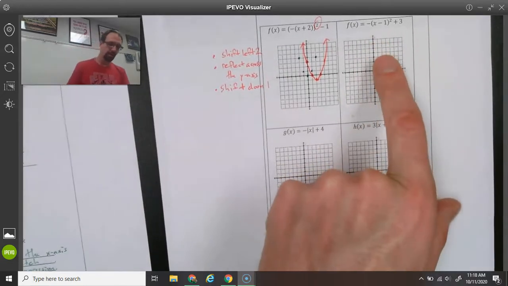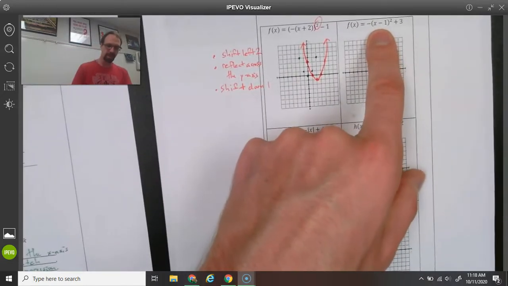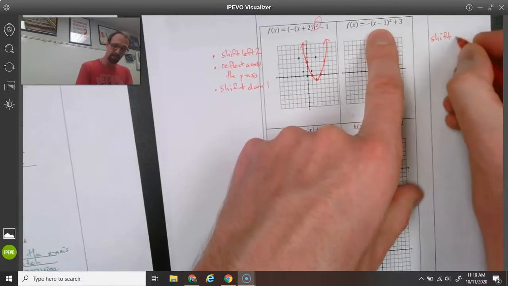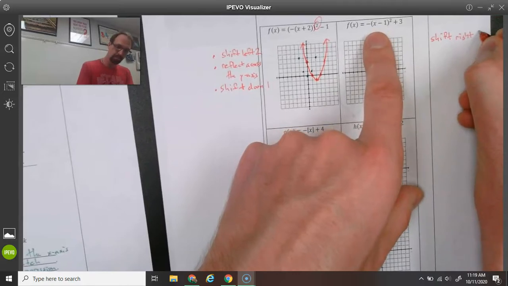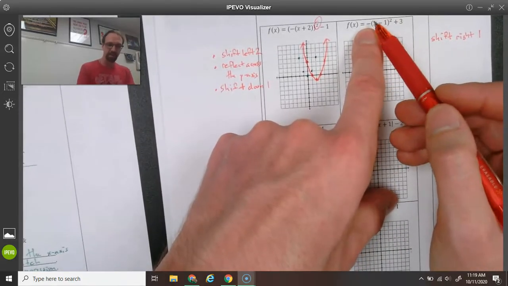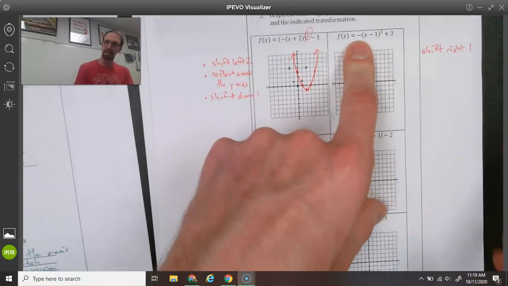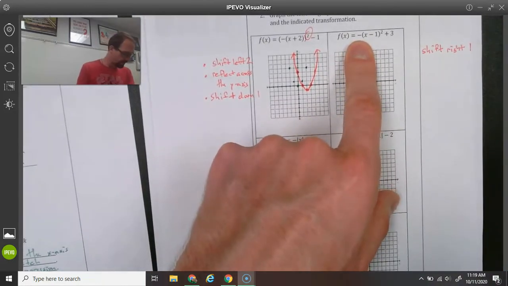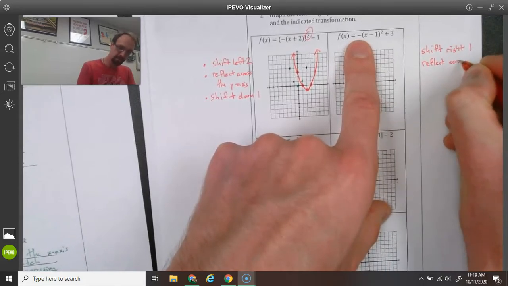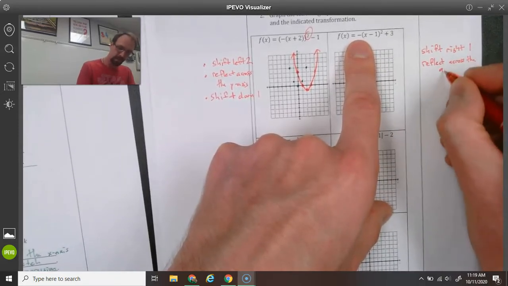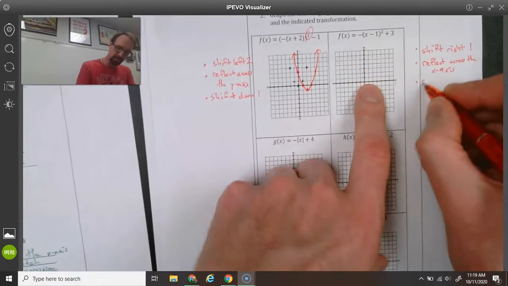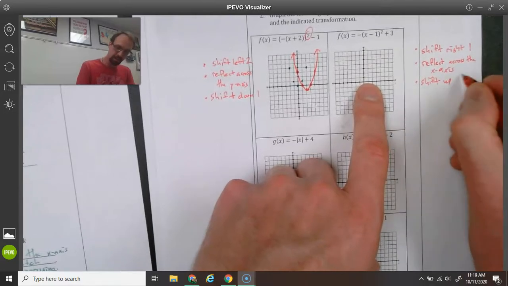This one here is also a quadratic. This one is going to have a shift. Minus 1 tells me it's going to shift to the right 1. All right, this one's outside. Notice the set of parentheses. This one's outside here, and then there's not another set of parentheses. This one is now going to be a reflection across the x-axis. And then plus 3 is going to be a shift up 3.